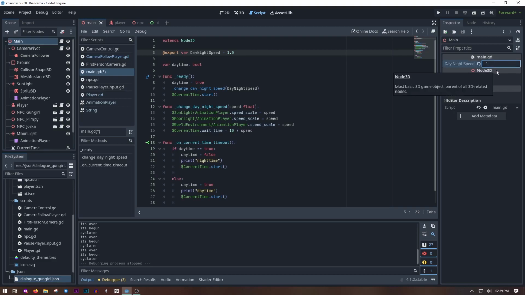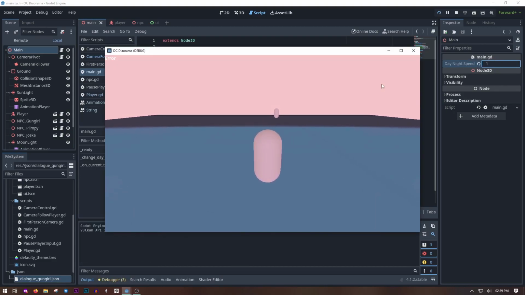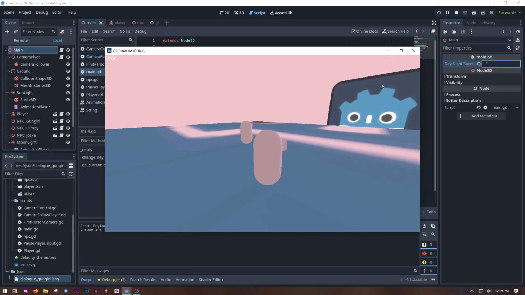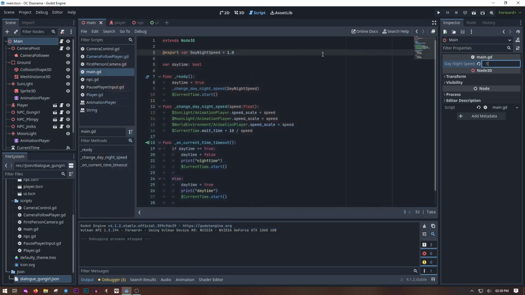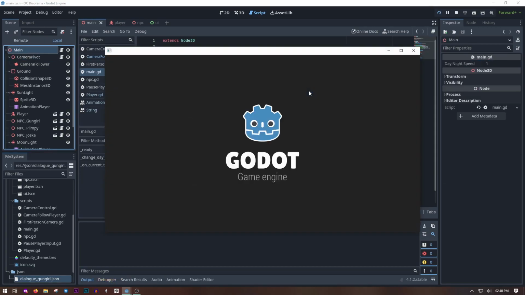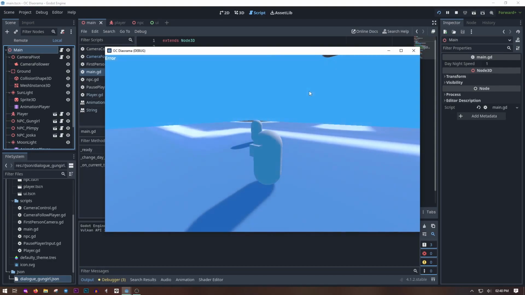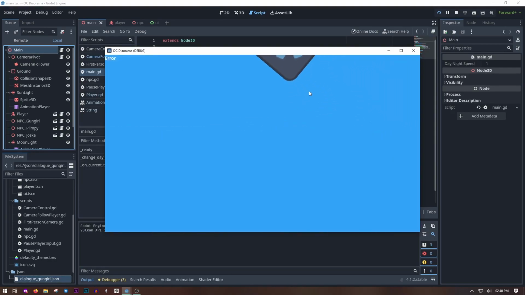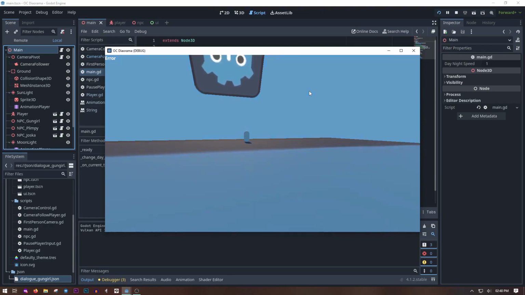I can change that by just doing this, saving it. And I think, oh wait. Maybe I just need to change into something else. Yeah, there we go. Sometimes it just takes a bit to update. So now the day-night speed is set at 1.